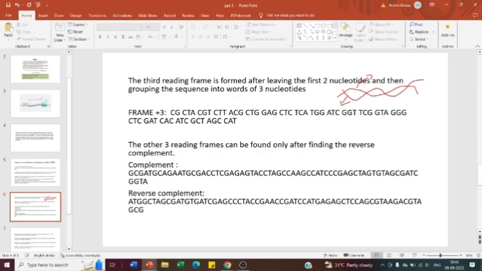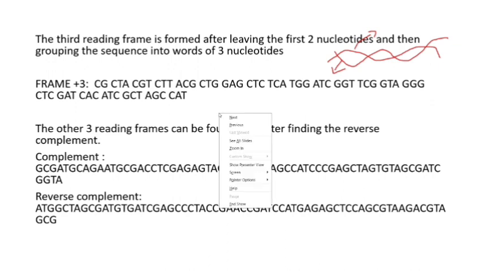So we have the DNA, two strands are there, and each strand can act as the template for the mRNA production. We don't know which strand, 5' to 3' or 3' to 5', is acting as a template for a particular gene. So when we predict a particular gene, we should consider both the strands.